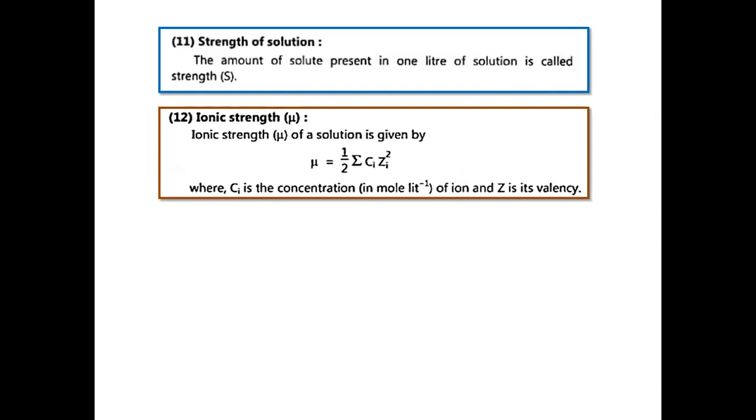For every solution there is a strength. So I will define the strength of a solution. The amount of solute present in 1 liter of solution is called the strength of that solution. So the quantity of solute present in 1 liter or 1000 cm cube of solution is called the strength of that particular solution. The ionic strength mu of a solution is given by this formula, so we can calculate the ionic strength of a solution.